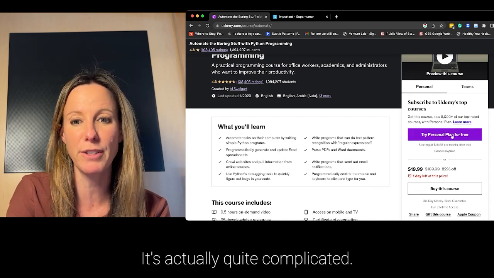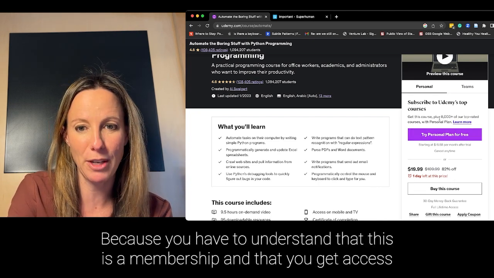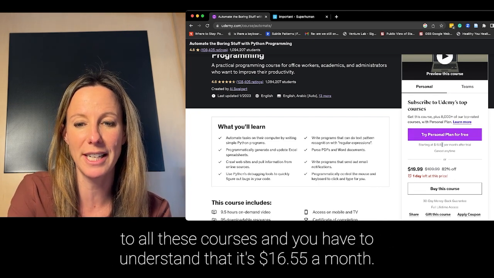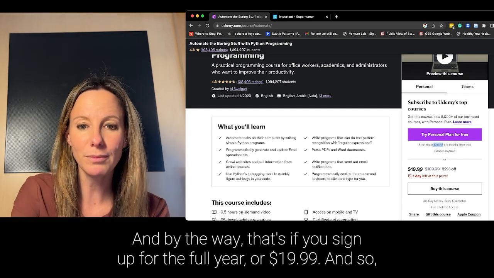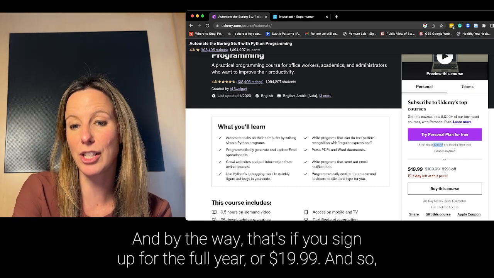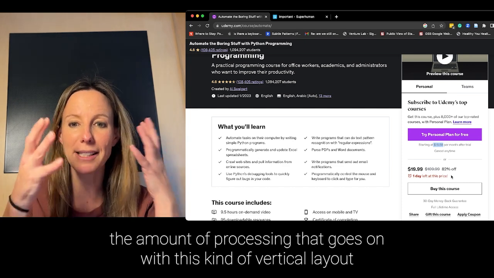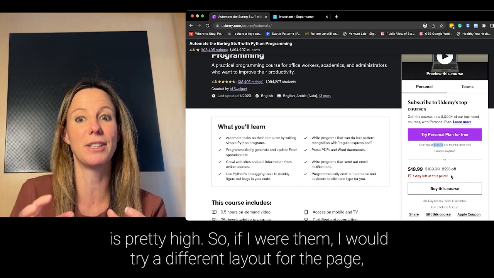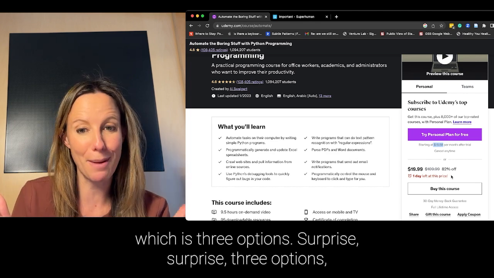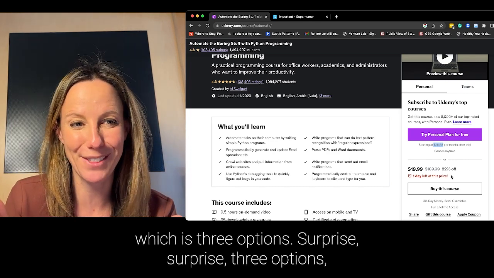It's actually quite complicated because you have to understand that this is a membership and that you get access to all these courses. And you have to understand that it's $16.55 a month. And by the way, that's if you sign up for the full year, or $19.99. And so the amount of processing that goes on with this kind of vertical layout is pretty high. So if I were them, I would try a different layout for the page, which is 3 options. Surprise, surprise, 3 options, that's what we're recommending.